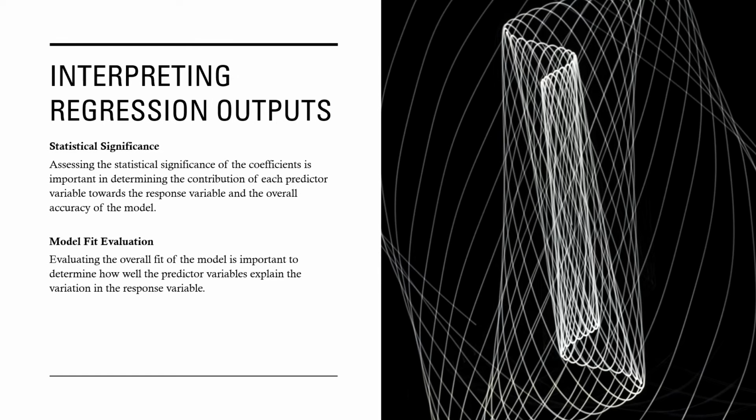Interpreting regression outputs involves assessing the statistical significance of the coefficients, evaluating the overall fit of the model, and determining the direction and strength of the relationship between the predictor variables and the response variable.